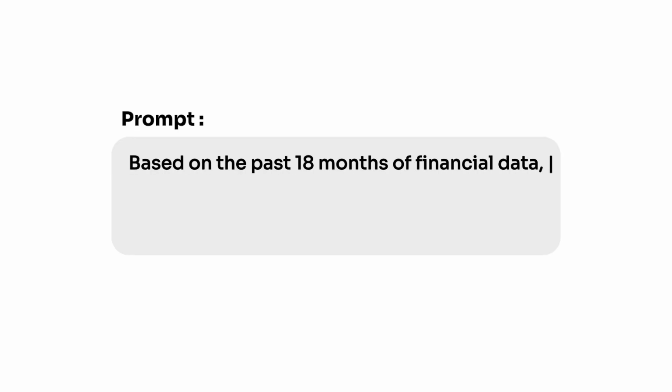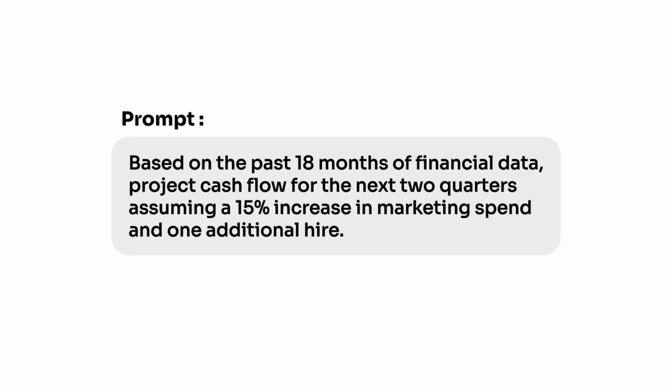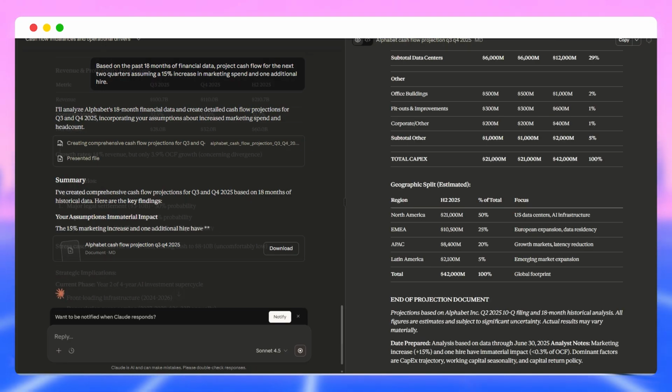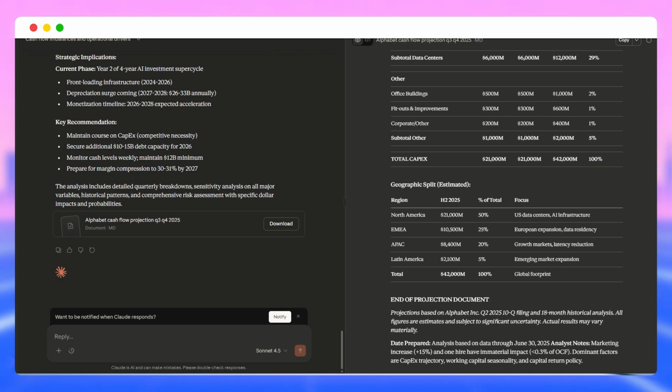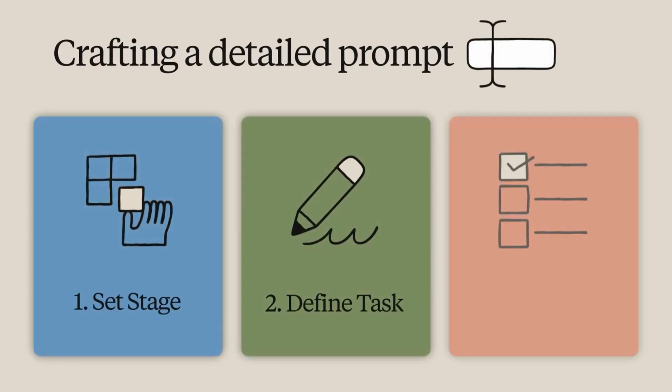Based on the past 18 months of financial data, project cash flow for the next 2 quarters, assuming a 15% increase in marketing spend and 1 additional hire. Finally, let's round this off by using Claude as a continuous financial review assistant.